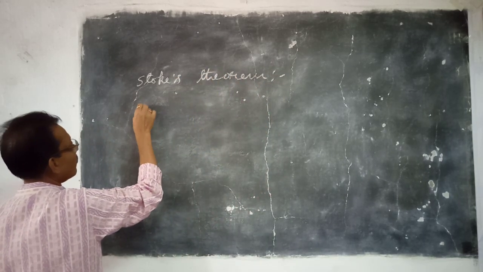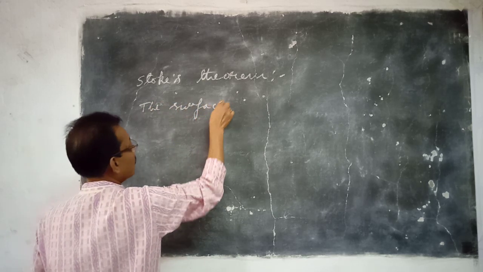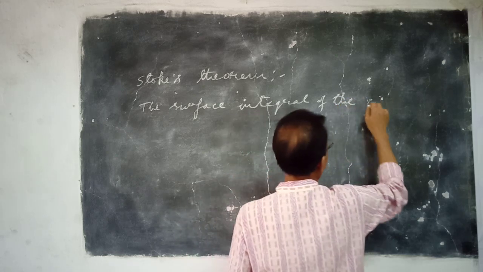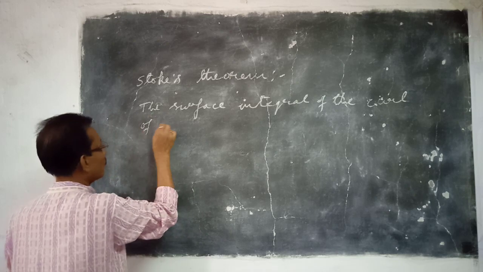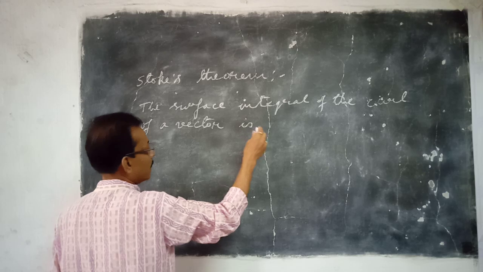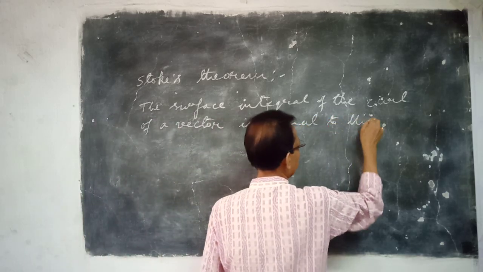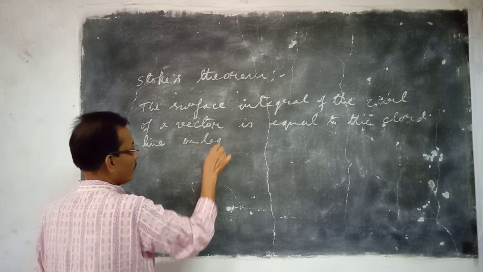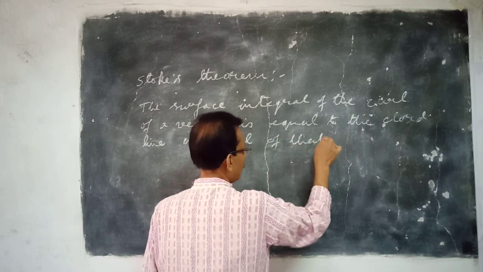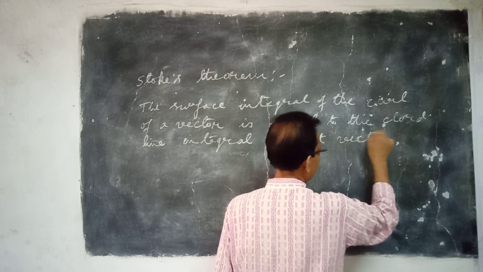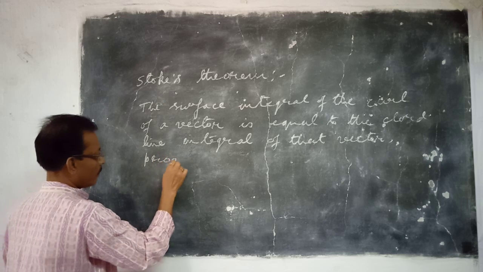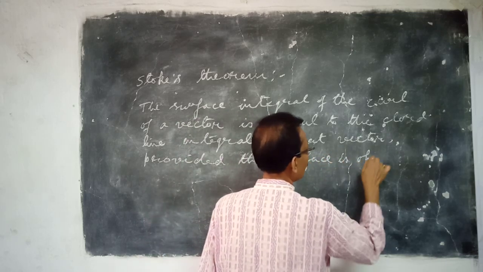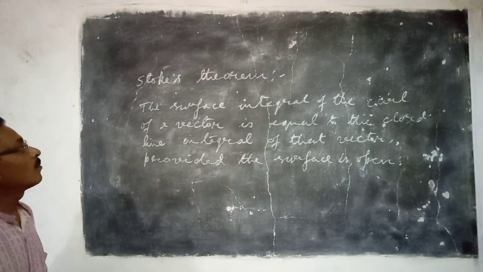It states that the surface integral of the curl of a vector is equal to the closed line integral of that vector, provided here the surface is open. This is the statement of the Stokes theorem.